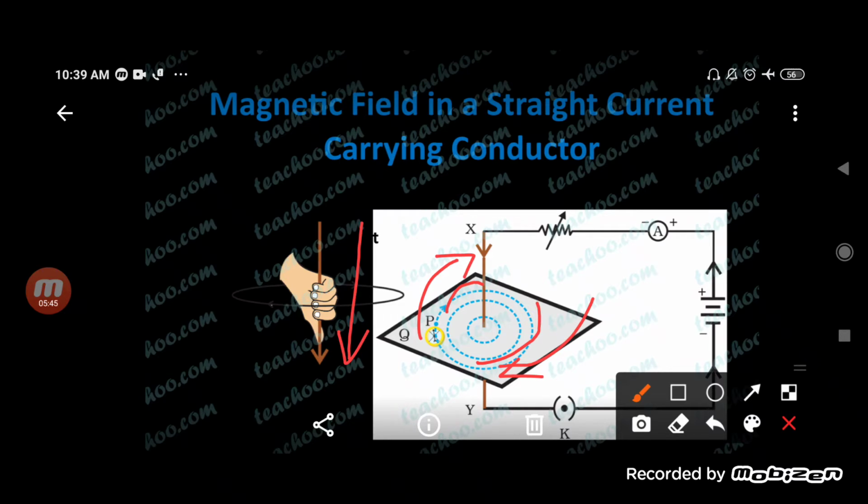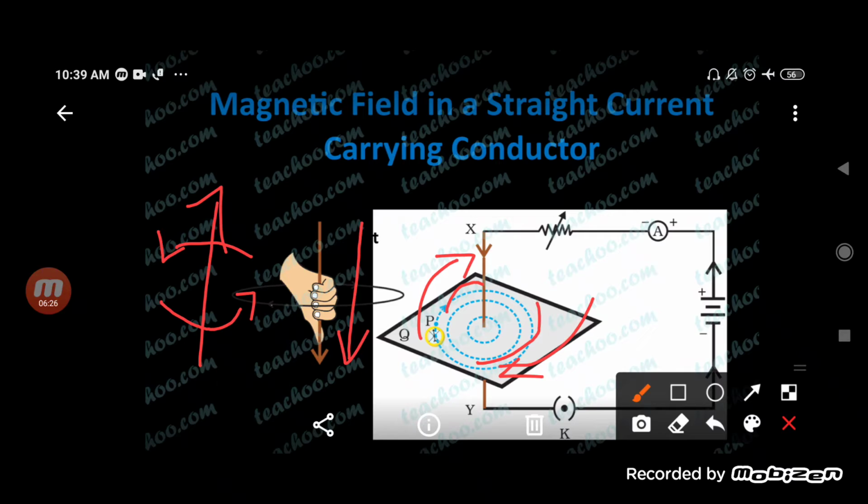What will happen if the current starts moving in the upward direction? Will you see any change in the magnetic field lines? Yes. If the current is moving in the upward direction, then instead of clockwise, the field will start moving like this. So as you change the direction of the current, the direction of the magnetic field around the conductor also changes.